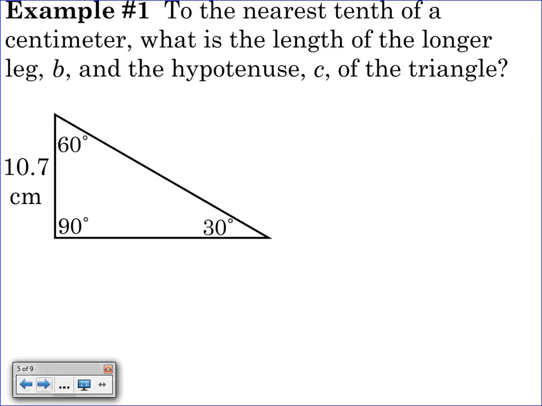So our first example says, to the nearest tenth of a centimeter, what is the length of the longer leg B and the hypotenuse C of the triangle? So here's our 90-degree angle. We know this side. The shortest side is across from the smallest angle, so this is side A. This is leg B, and this is the hypotenuse, or C. It will always be like that. The short side will always be A, the long leg will always be B, and the hypotenuse will always be C.